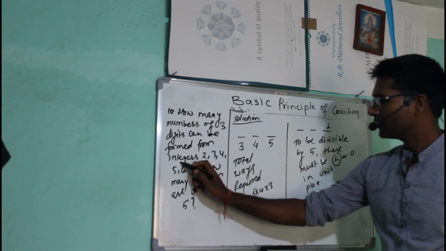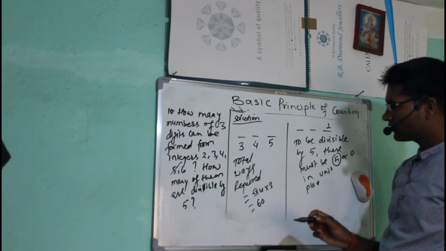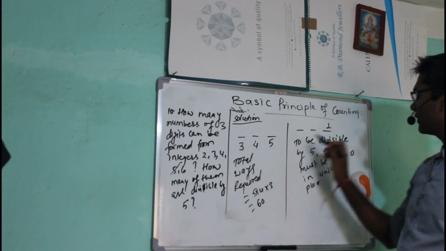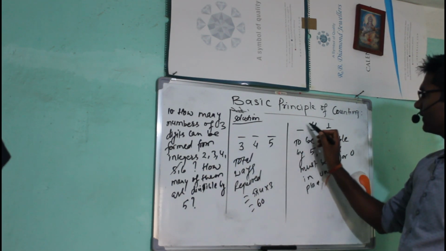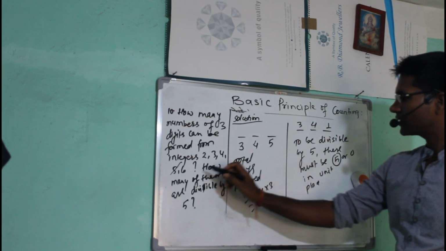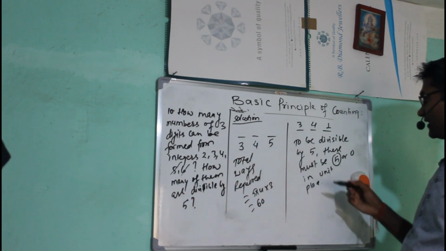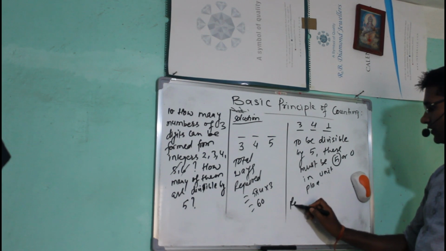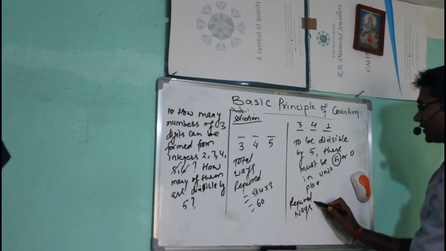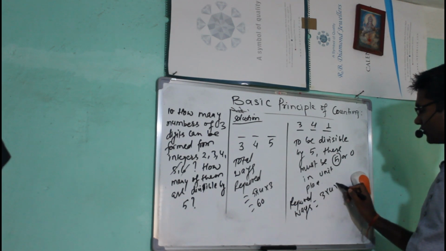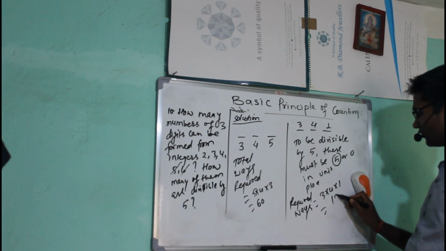Now once 5 is chosen, there are 4 choices for this, 1, 2, 3, 4. Now the remaining 3 choices for, suppose you have chosen this, so 3 choices for the 100 place. So required ways will be simply 3 into 4 into 1, answer is simply 12.